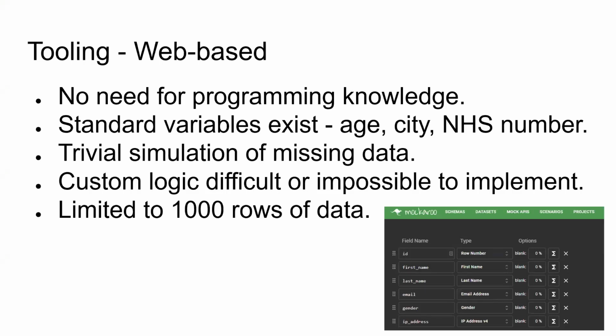Standard variables already exist. You can get names, emails, genders, cities, NHS numbers, car license plates, postcodes, all sorts of cool stuff. You can add a percentage to make sure that some of the data is corrupted or blank, and you can even represent quite complicated mathematical relationships, such as plotting a normal distribution. For example, if we had ages, we could say the average age should be 35, and it'll do a normal distribution around 35. But as we become more reliant on custom logic and combining the cells of that custom logic, you might realize that a programming solution is better suited for what you want to do.